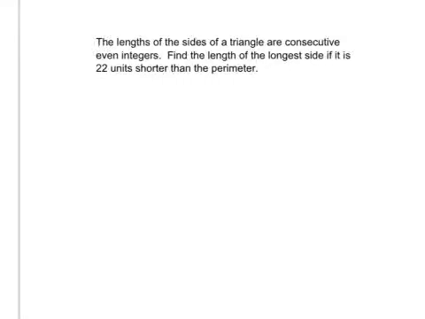Here's a good one. The lengths on the sides of the triangle are consecutive even integers. Find the length of the longest side if it is 22 units shorter than the perimeter. So, first thing, what do we know? We've got the lengths of the sides of a triangle. We have 3 sides that are consecutive even integers. That's important. We want to find the length of the longest side. So I'm underlining that. That's what I want to find out, so that should be my variable. And then it's 22 units shorter than the perimeter.